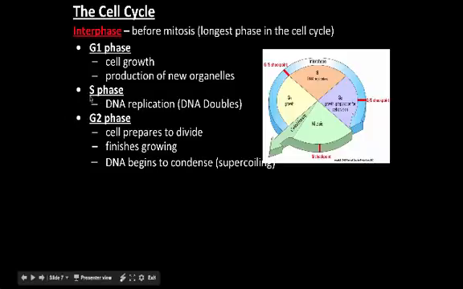The S phase is DNA replication, and this is probably one of the ones we focus on the most. When does this actually happen, the doubling of DNA, getting ready to split? G2 is finishing, preparing for dividing, finishes growing, and then the DNA condenses in this phase and begins to supercoil in that process we talked about earlier.